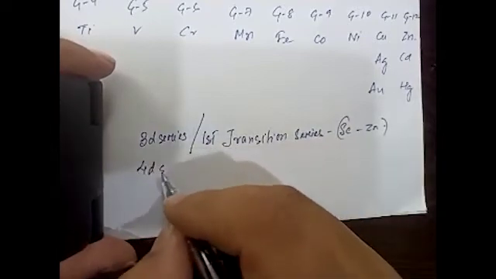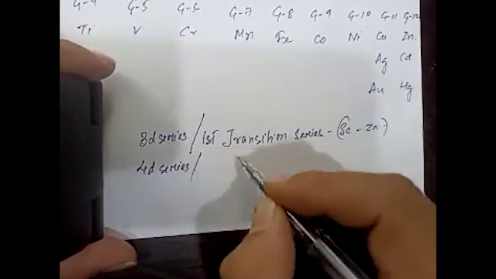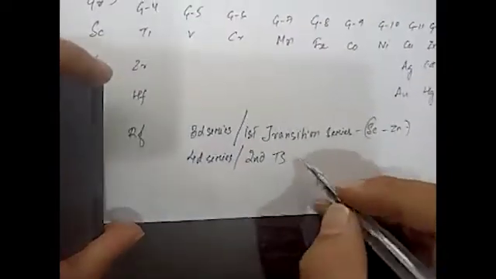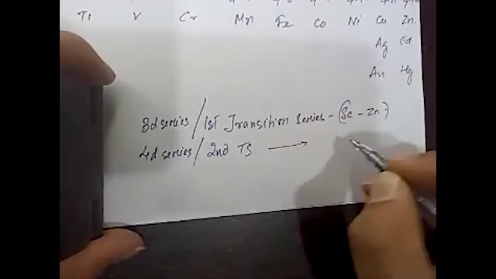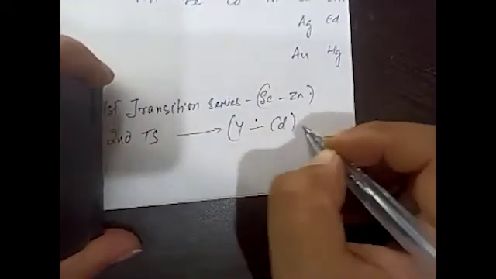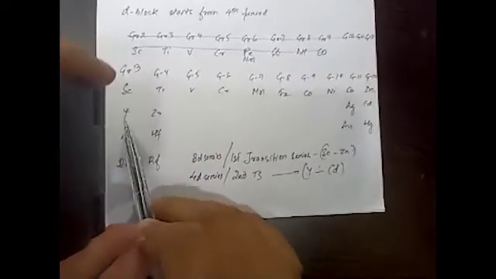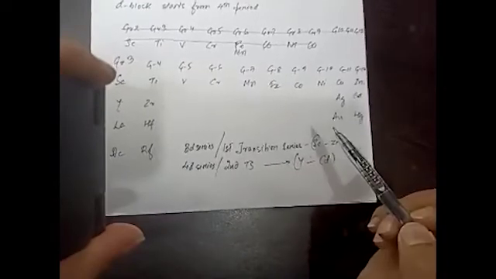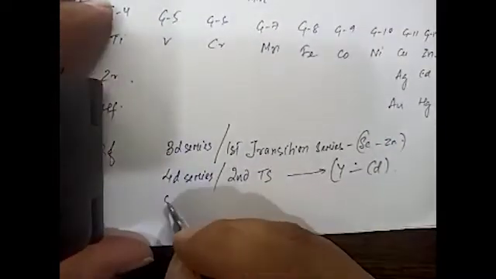Then comes 4D series or second transition series. It comes from yttrium to cadmium, right? Second transition series is yttrium to cadmium. Okay, it starts at yttrium, zirconium, and it ends at cadmium, Cd. Clear? Fine. Then lanthanum to mercury. So like that, it is known as 5D series.